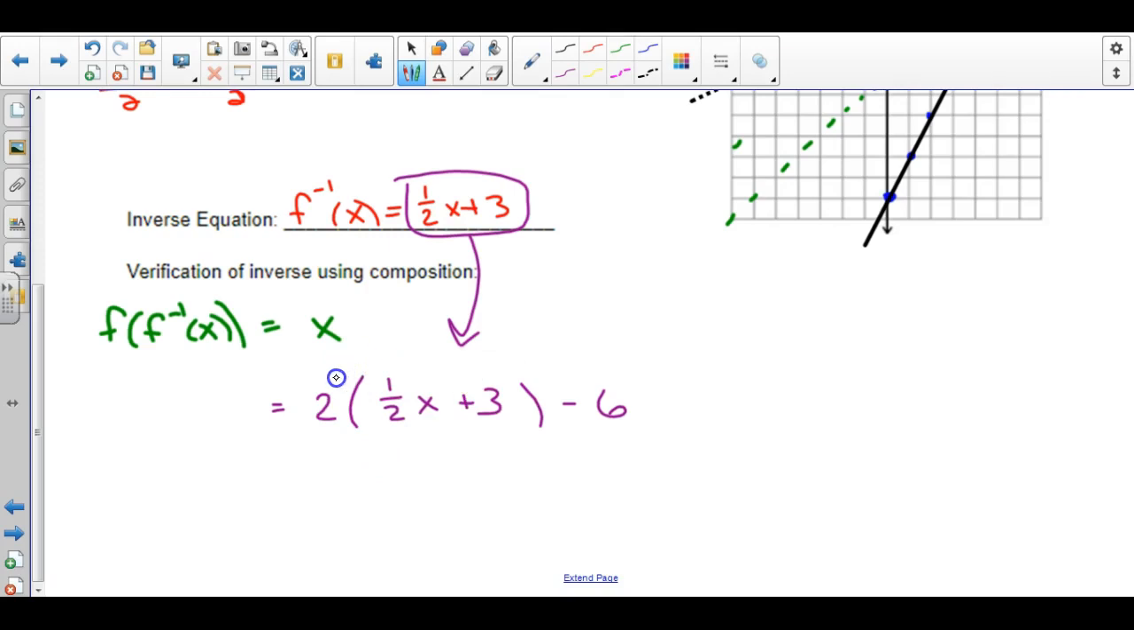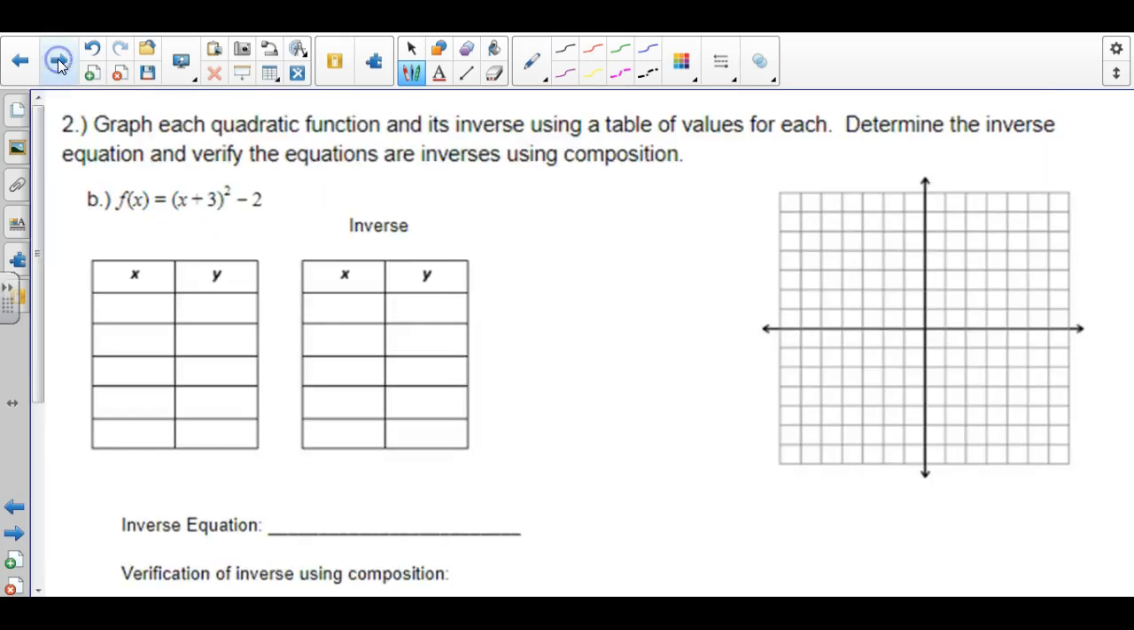And all that I'm going to do is simplify this. So distribute the 2. So 2 times the half x, so 2 halves is 1x. I have 2 times the positive 3, which is positive 6. And then I'm going to bring down the minus 6. And what we'll notice is if I simplify this one more step, the 6's cancel, and I'm left with x, which is what we wanted. We wanted the composition just to come out to x. So that proves then that these two functions were inverses of each other.